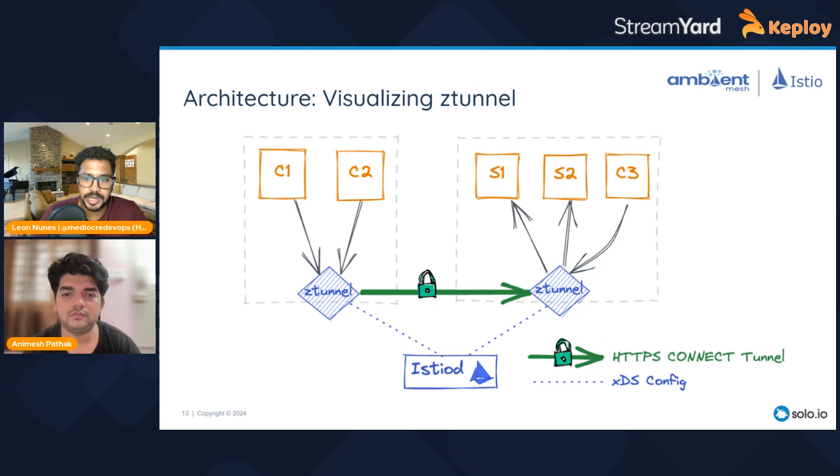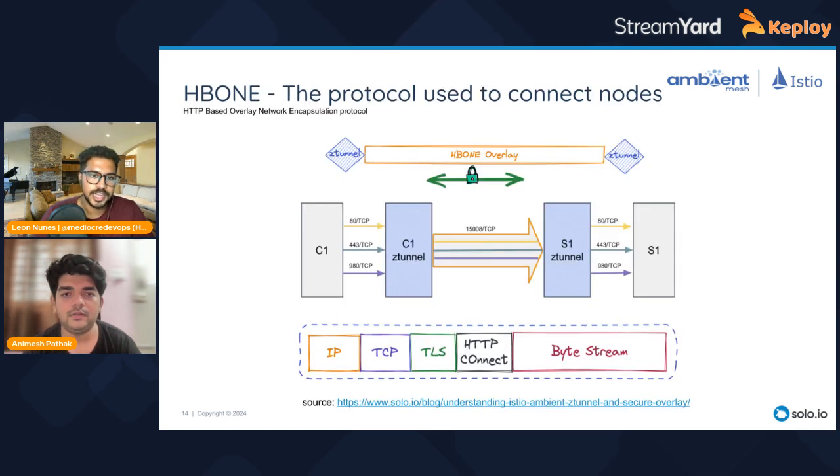This is the CONNECT tunnel that I was talking about. This is entirely done over the CONNECT protocol. It's a proxy protocol that forward proxies and reverse proxies use, where you create a bidirectional tunnel, so you don't have to keep terminating the connection every now and then. And this is the HBONE protocol used to connect nodes. For any workload you add to your cluster, you will have a ztunnel, and the ztunnel will connect over this HTTPS CONNECT protocol.